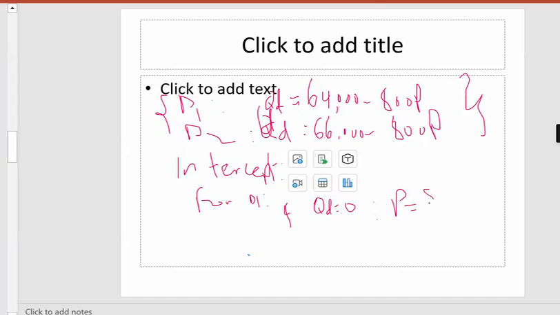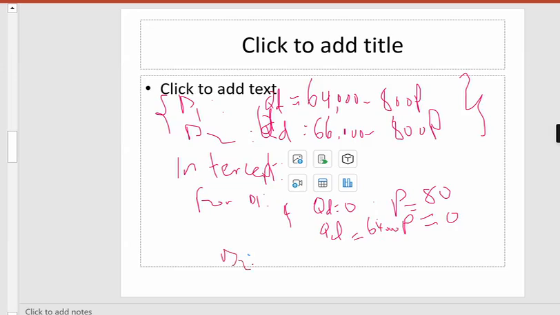Itakuwa 800. 80. 80 au 800? 80. 80. Haya. Okay, come to the other side. If you put P0, QD itakuwa ngapi? 64,000. Itakuwa 64,000, right? Yes. Okay. This is for D1.